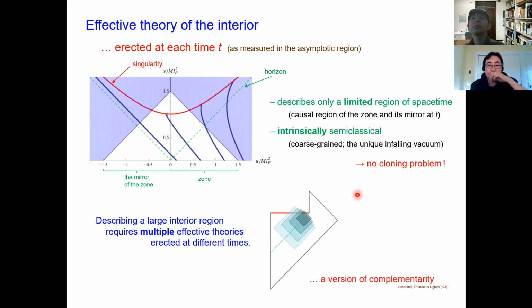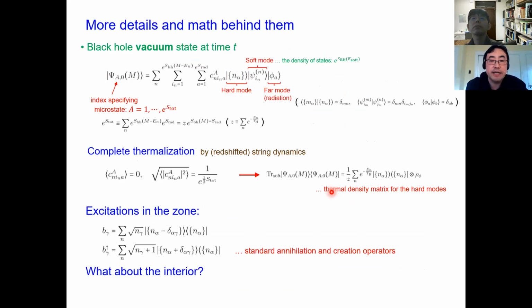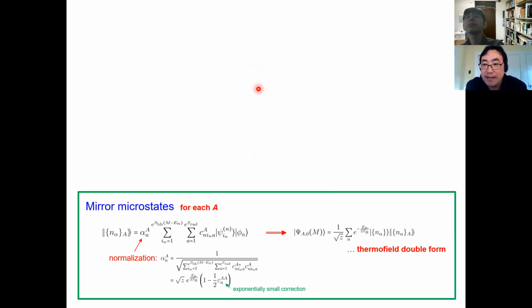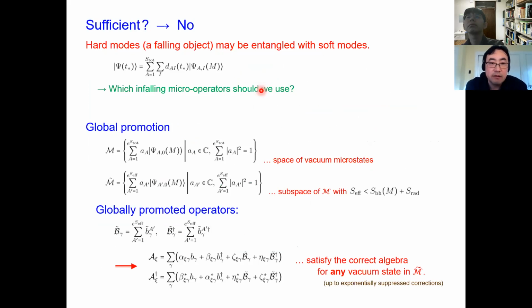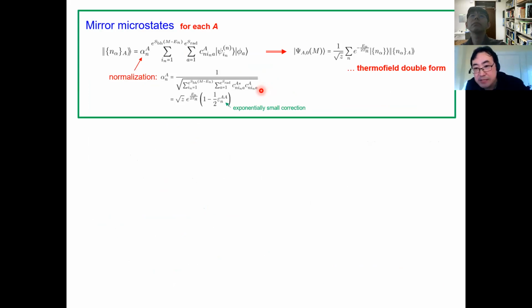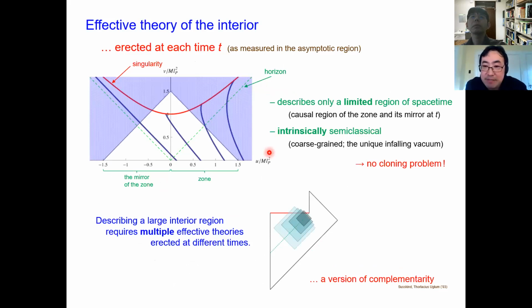So with this, you can build the effective theory of the interior. An important thing is that your black hole vacuum microstates take this form at some time t. At that time t, you have the hard modes, that's the modes in the zone, and these are the soft modes and radiation. So at that time, you just identify these mirror states and operators and so on. So you can elect an effective theory at each time t.